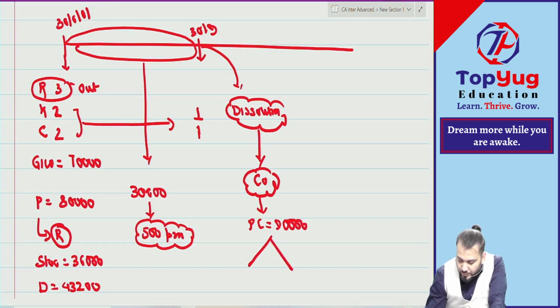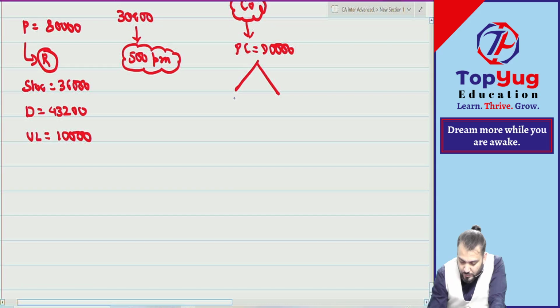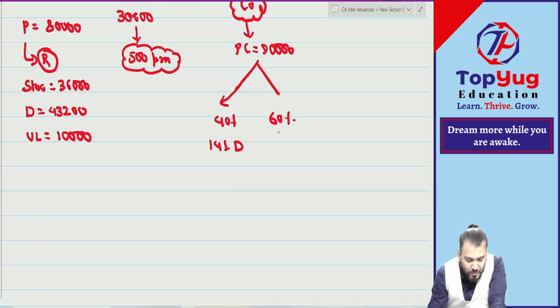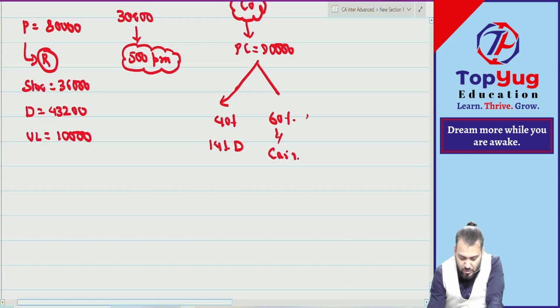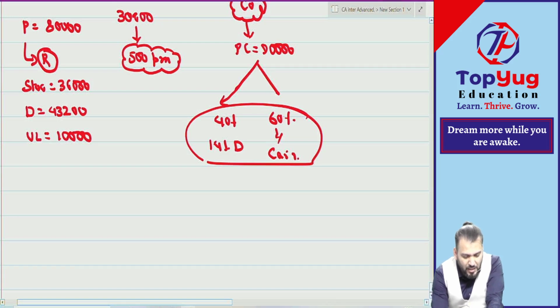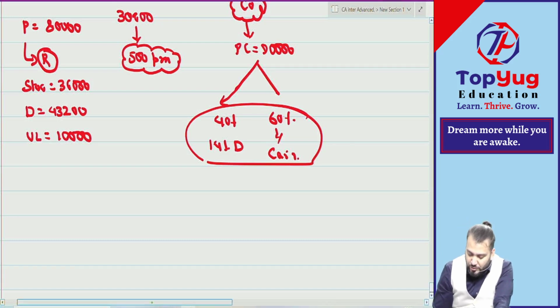Of this, they have said 40% will be in 14% debentures and 60% in the form of cash. This they have given now. Then the last point I will explain, to enable the company. Up to this I hope everyone understood.